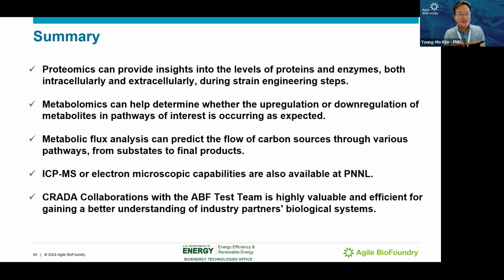Next slide, please. So this is the summary. Proteomics, metabolomics, and metabolic flux analysis can provide valuable information about what is happening inside of the cell. In addition, we have ICP-MS for metal analysis. And as I showed before, we have electron microscope capability to capture their morphology. CRADA collaborations with the AFF test team are highly valuable and efficient for gaining a better understanding of industry partners' biology systems. So that's why I present here. Thank you.